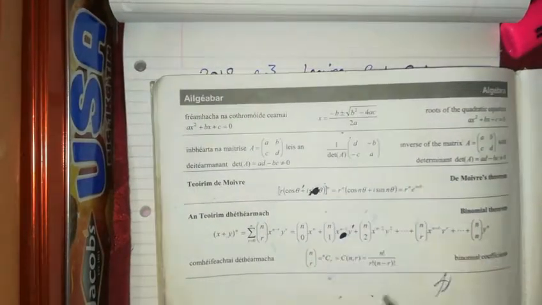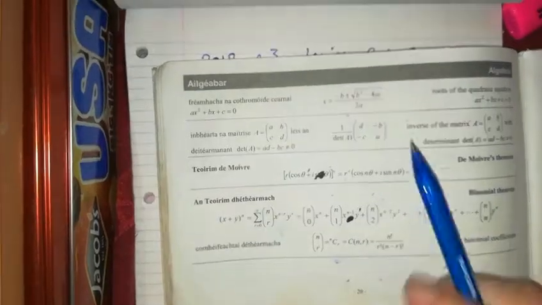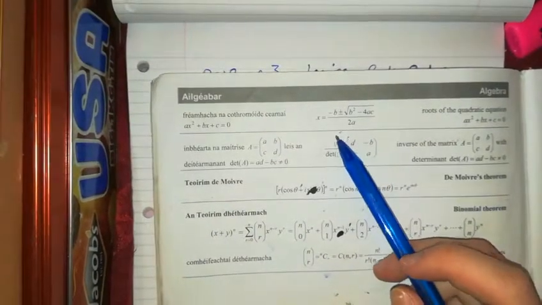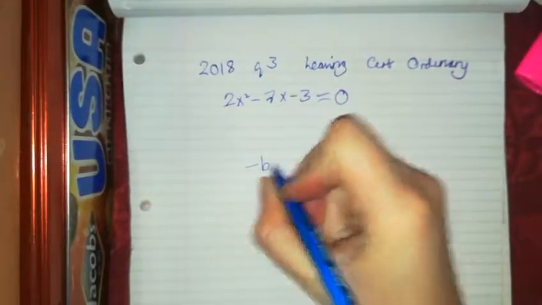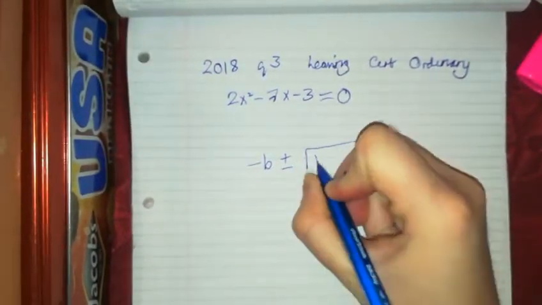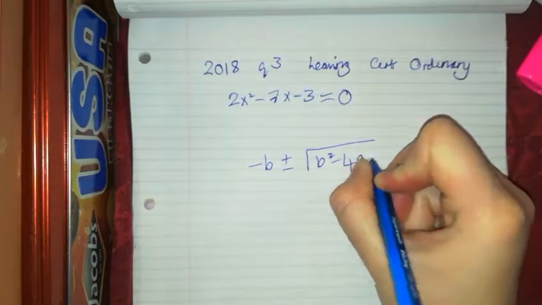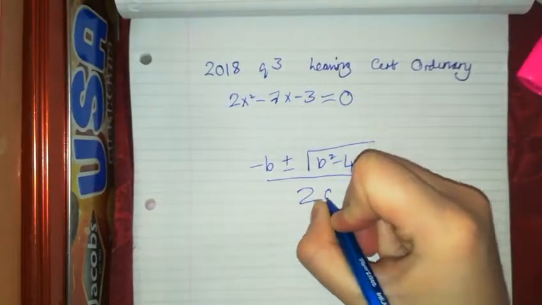So the minus b formula is on page 20 of our formulae and tables. So this is it here. I'm just going to write it out. So it's minus b plus or minus the square root of b squared minus 4ac, all over 2a.